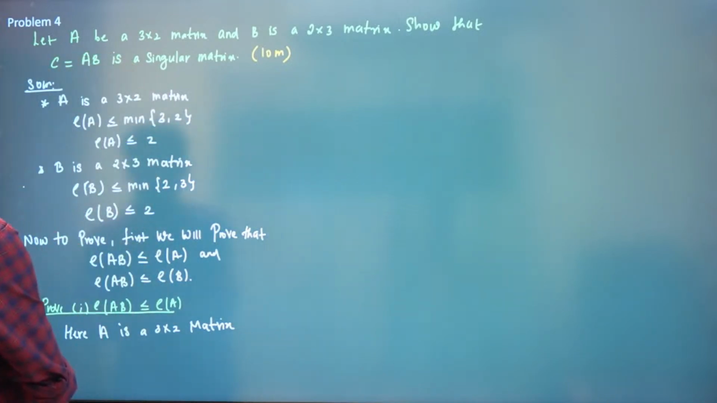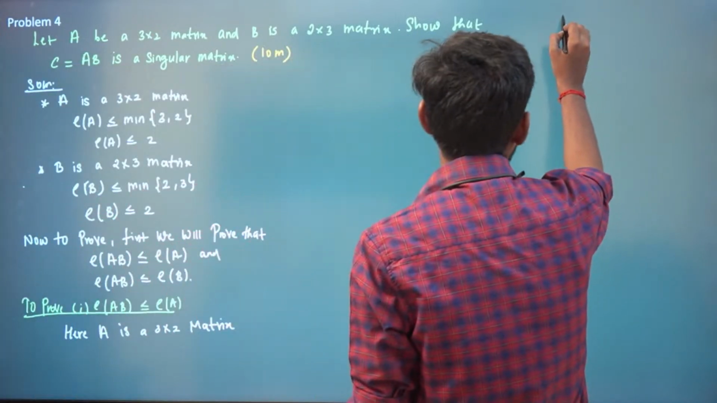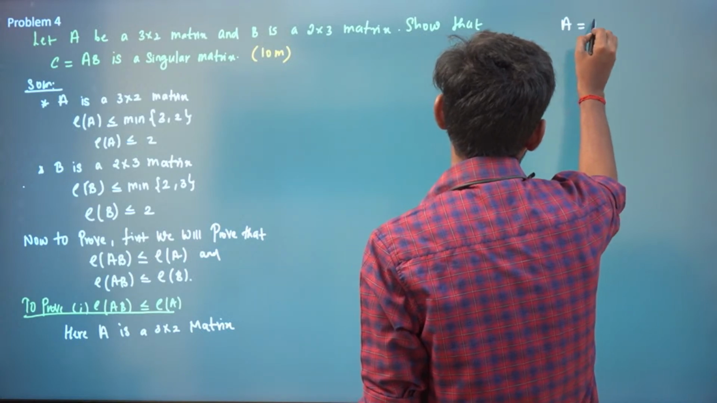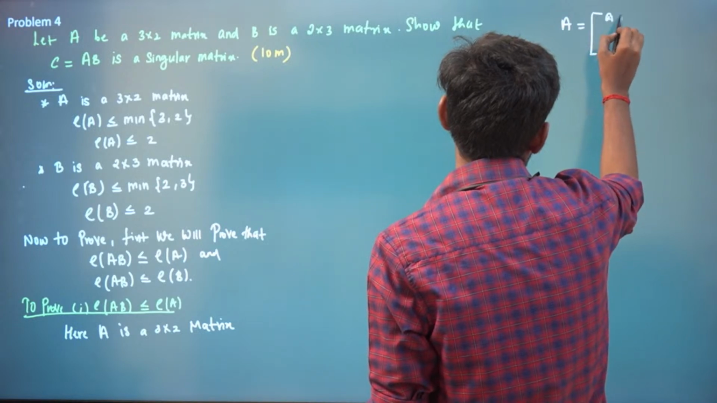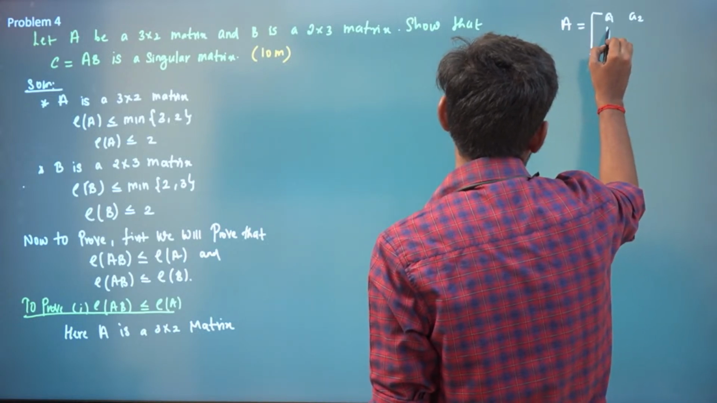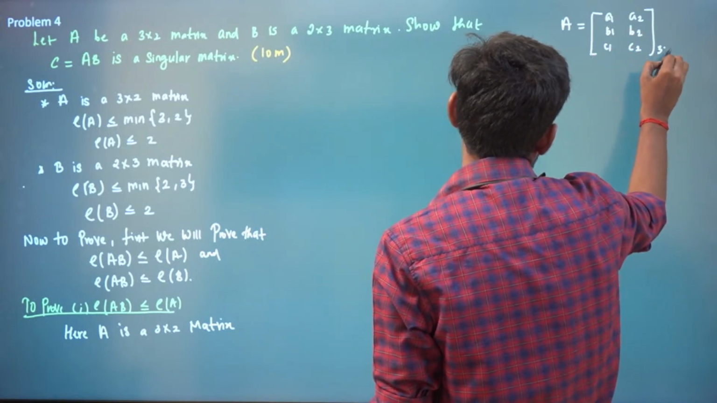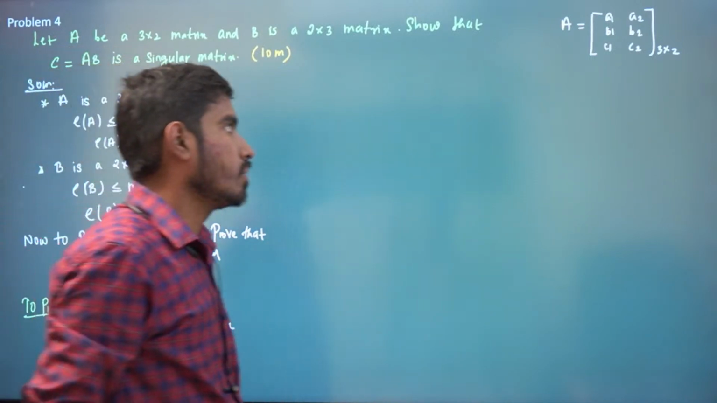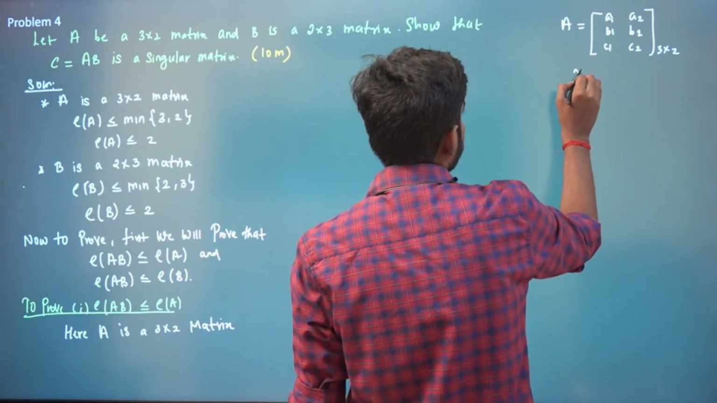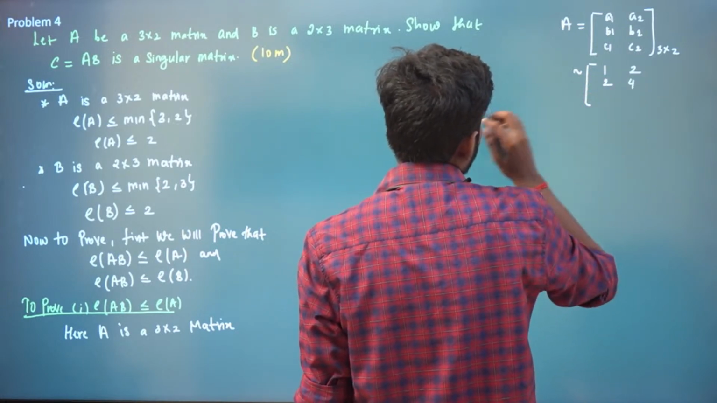Now, here A is a 3 by 2 matrix. Consider this example. Let us take A to be some 3 cross 2 matrix, so 3 rows and 2 columns: a1, a2, b1, b2, c1, c2. This is A, a 3 cross 2 matrix. Now you need to find the rank. Let us say, for example, instead of this, I just take some numbers: 1, 2, 2, 4.